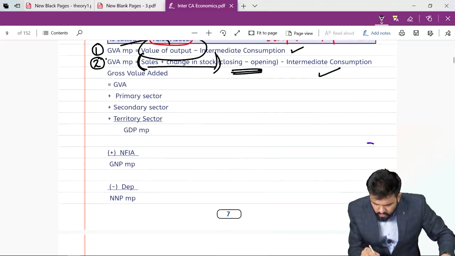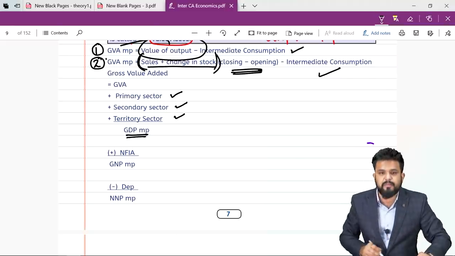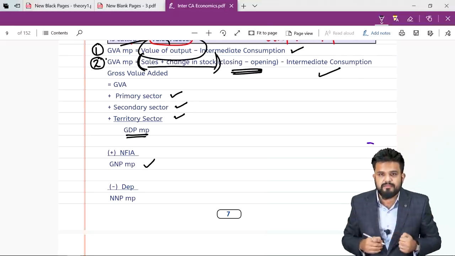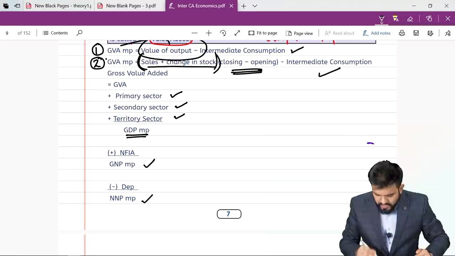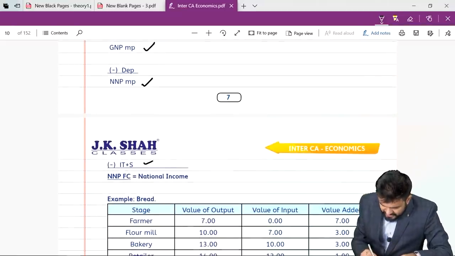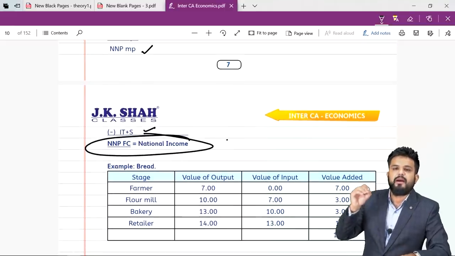See how it will go. Gross value added in the primary sector, secondary sector and tertiary sector: the moment you add, in the true sense, you get GDP MP. Plus NFIA, you get GNP MP. Minus depreciation, you get NNP MP. And now, minus IT plus S, you get what? National income.